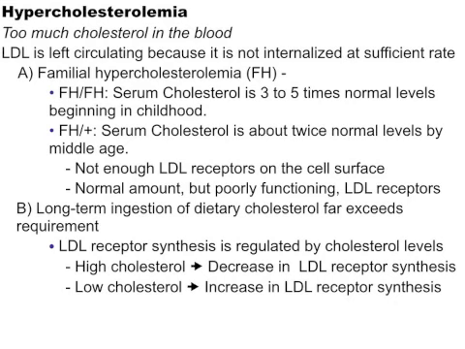Now, when there's a defect in both copies of the gene that gives rise to the LDL receptor, the serum cholesterol is 3 to 5 times normal levels, and this begins in childhood. A person heterozygous for this deficiency has a serum cholesterol that's about twice normal levels by middle age. Now, in each case, there are not enough LDL receptors on the surface, or there are a normal amount of LDL receptors, but they just don't work very well. They don't bind to the lipoprotein particles very well, or they don't internalize them very well.